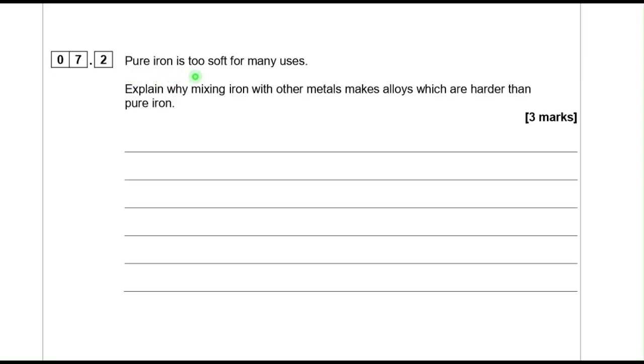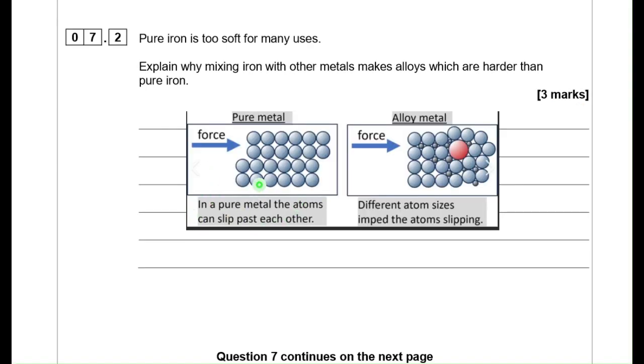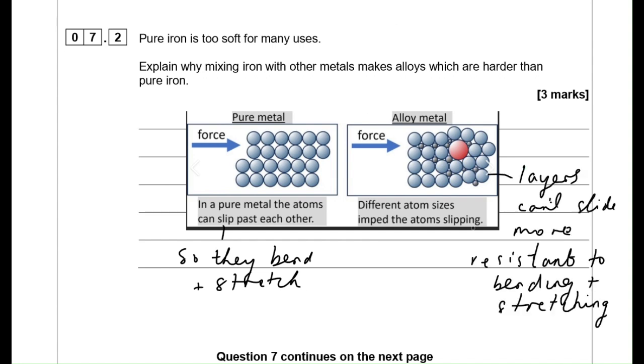7.2. Pure iron is too soft for many uses. Explain why mixing iron with other metals makes alloys which are harder than the pure iron, for 3 marks. So again, let's look at a diagram of what this looks like. Here on the left we've got a pure metal where all the atoms are the same and they're all in layers, and they can bend and stretch as those layers slide and slip past each other.